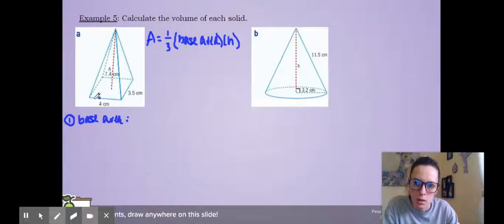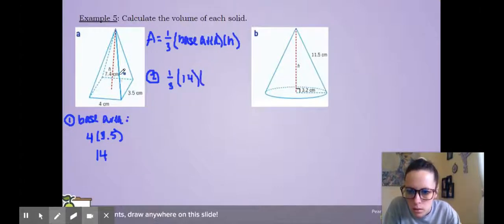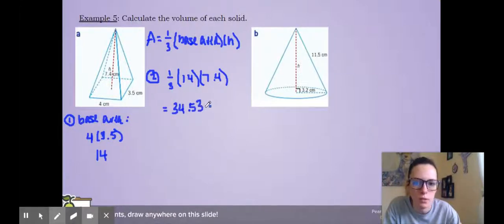So the base of my pyramid is a rectangle this time. So length times width gets me 14. So that means for my area, this is step 2, subbing things into my formula. My base area I just found was 14. My height in the center of the diagram is 7.4. Multiplied all together, I get 34.53, etc. So to 3 significant figures, 34.5 centimeters cubed this time.